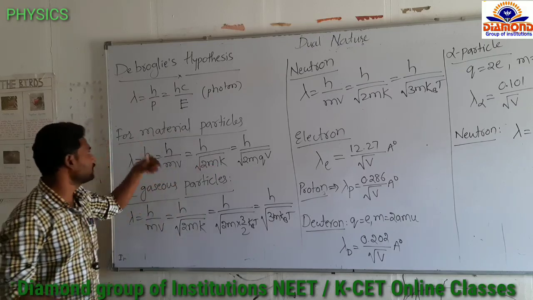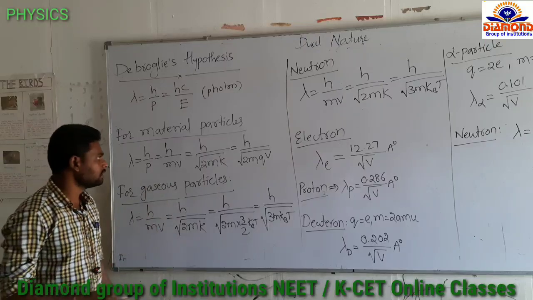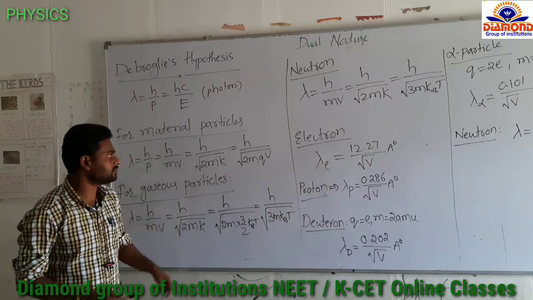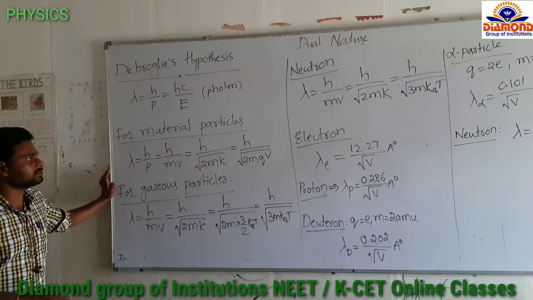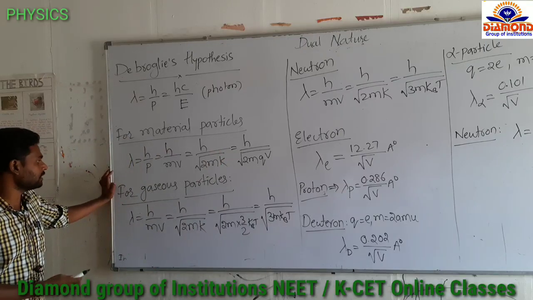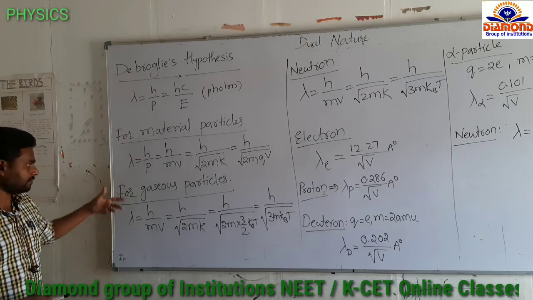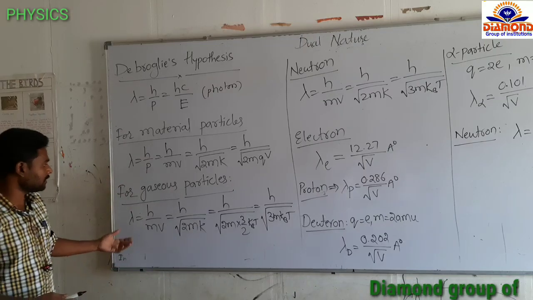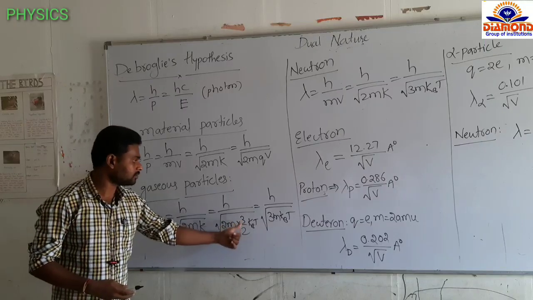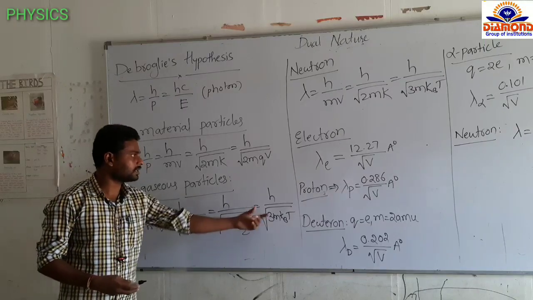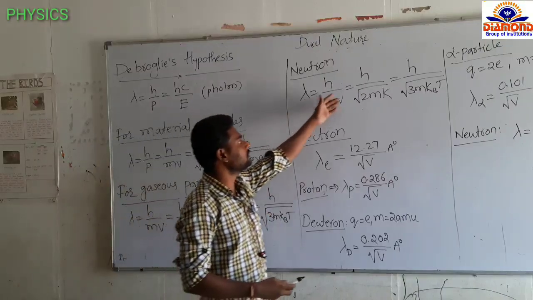Substitute here, and this particle will be accelerated by using some potential. So in place of kinetic energy we can write qV. Substitute here. Next, for gaseous particles, with respect to the electric field or potential, we cannot accelerate them. So we accelerate them by using thermal energy. The thermal kinetic energy formula is 3/2 kB T. Substitute and get the formula. This is the formula for the thermal neutron.